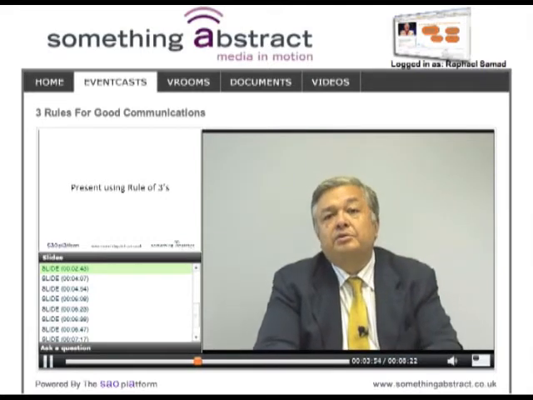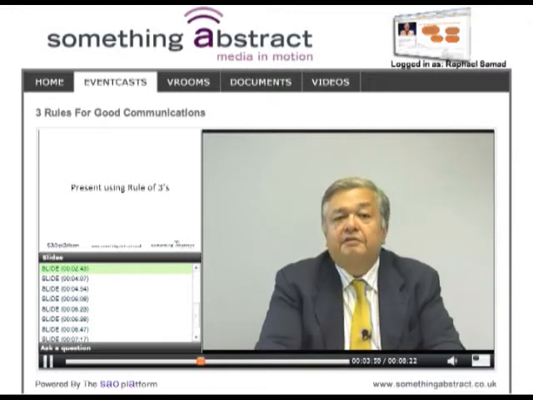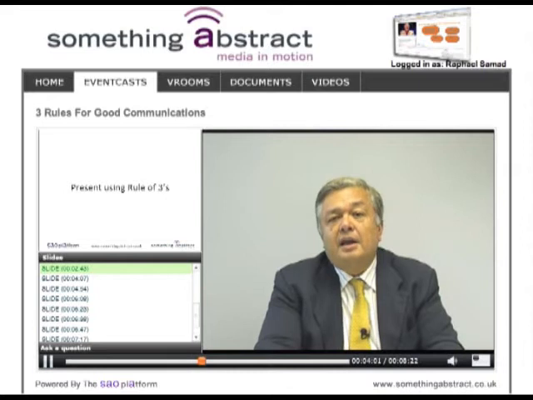So present using the rule of threes. Make three key points, focus around those kind of areas. You will find, as I say, in history, and all the great presenters today use this system.